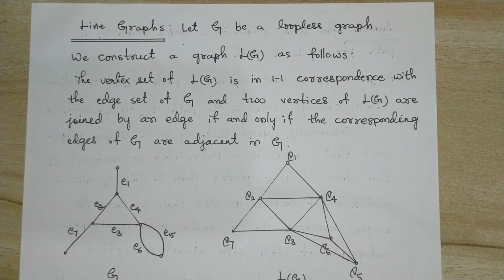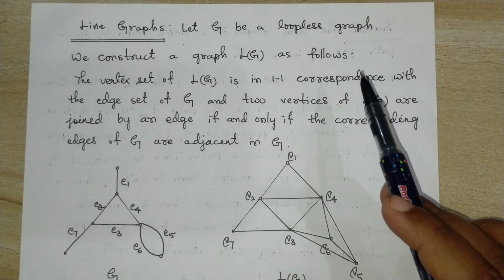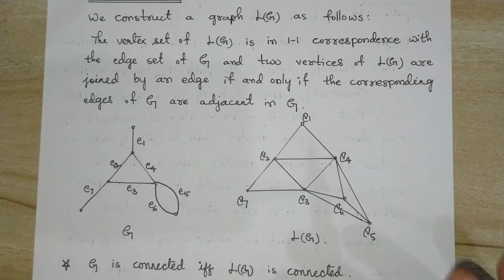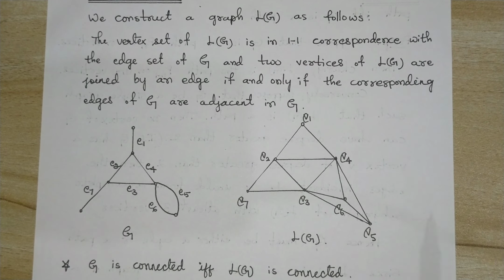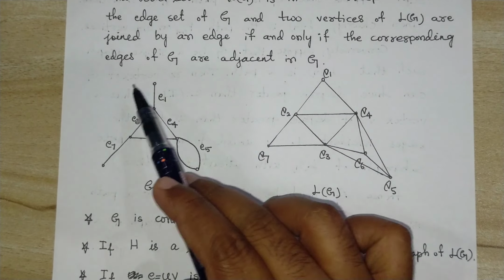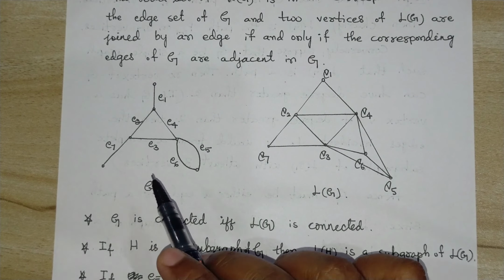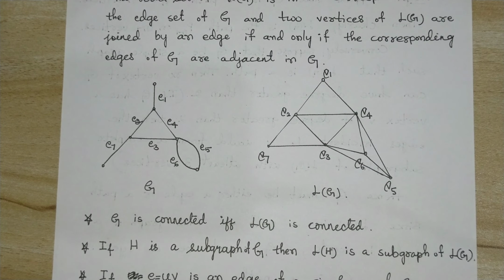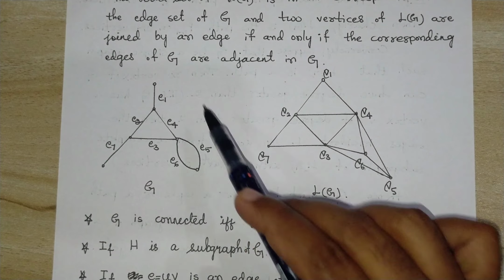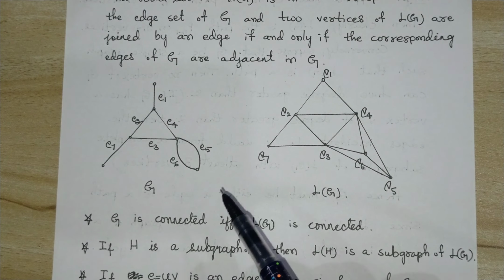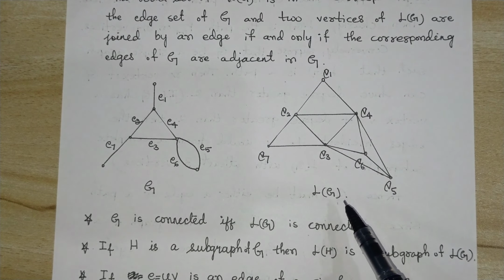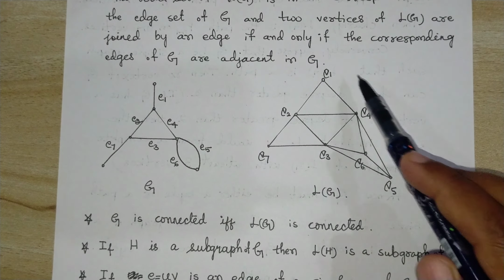So let us define a line graph. If G is a simple graph, then we can construct the line graph of G as follows. Look here. This is the graph G, and we can construct the line graph of this. In this graph I have 7 edges. While constructing its line graph, the edges will become the vertices.